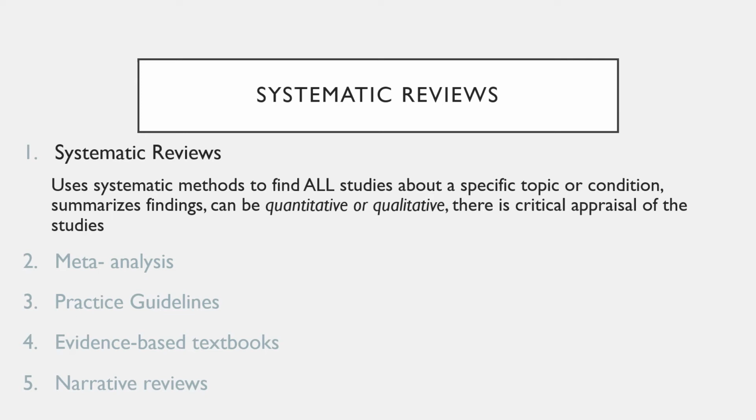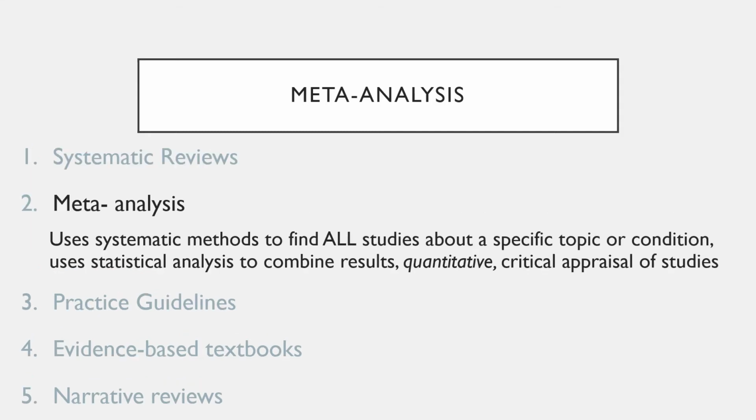So with a systematic review, we're using systematic methods to find all of the studies about a topic or a population or a condition that summarize findings. So these can either be quantitative or qualitative. Remember what those two things mean. And there is critical appraisal of the study. Meta-analysis uses systematic methods to find all the studies about a specific topic or condition or population, and uses statistical analysis to combine results. This is quantitative only. It's critical appraisal of all the studies that they find.